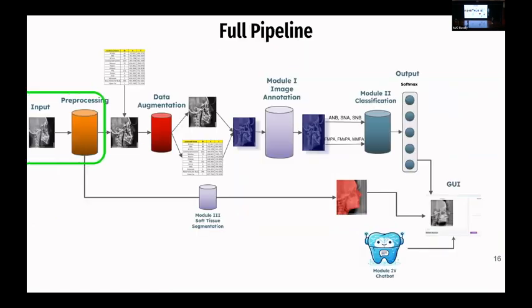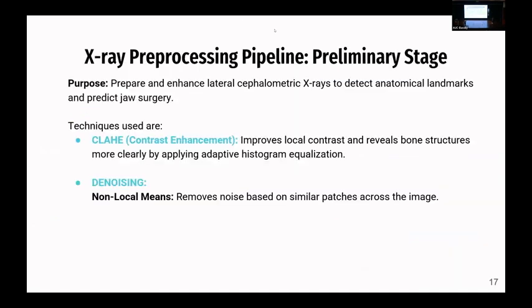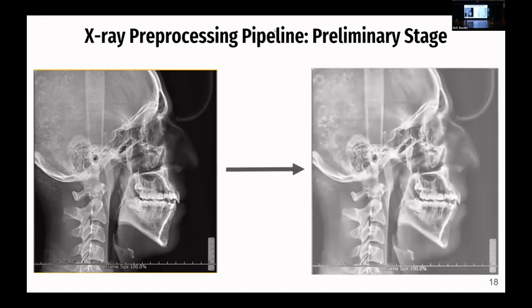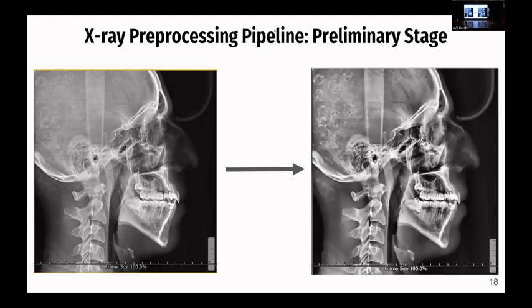And this is our full pipeline. And we're going to start with the first step, which is the pre-processing. We need to enhance the quality of the pictures. So we applied 2 main techniques, CLAHE and denoising, to remove the noise and enhance the contrast of the pictures. And as you can see here, this is before applying the pre-processing. This is after applying the pre-processing.